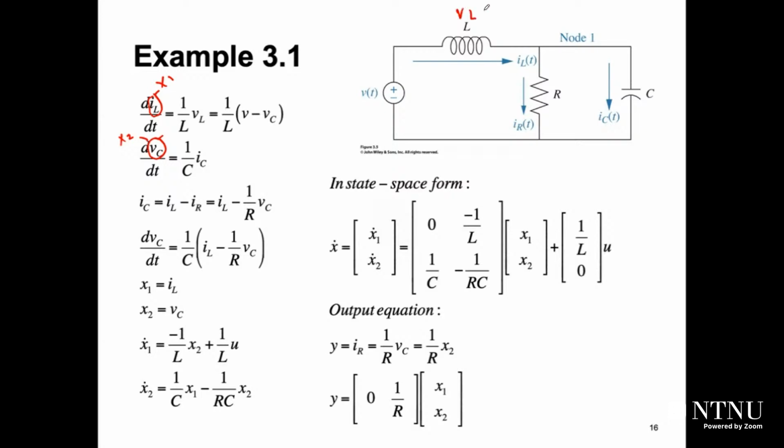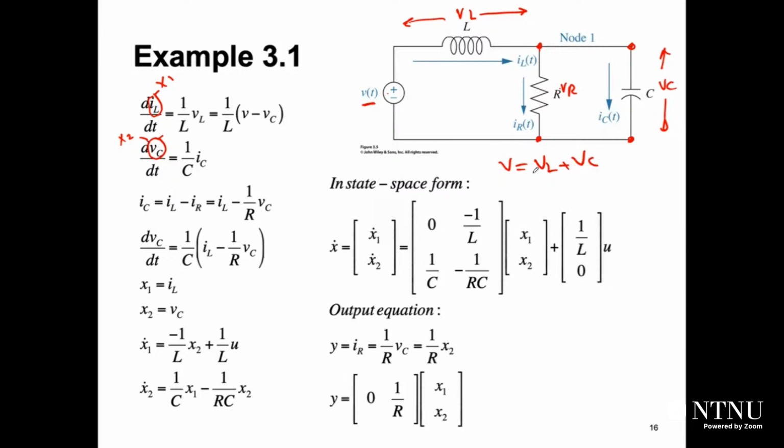So now we have VL. What is VL? VL is not a state, so we need to represent it as a function of the states. In fact, VL is the voltage drop across here, it's VR, and at the same time it's also VC, correct? So the voltage drop here called VR is at the same time also VC, correct? And VC is a state. So we can just say that VL equals V minus VC. It's Kirchhoff's voltage law because V, the source, equals VL plus VC. I write it here: V equals VL plus VC.